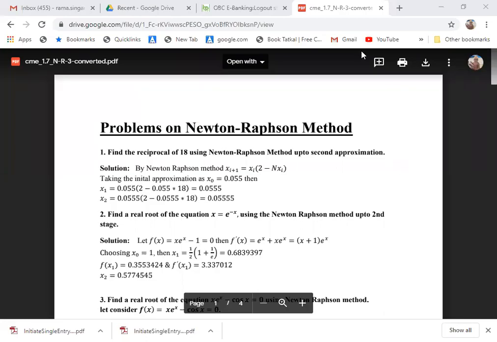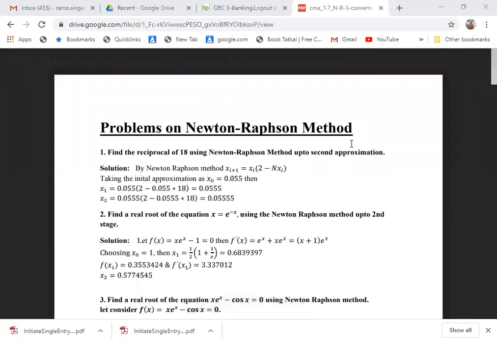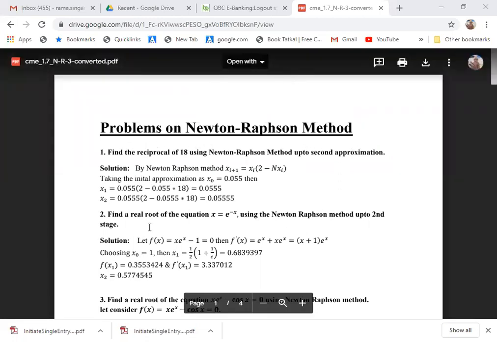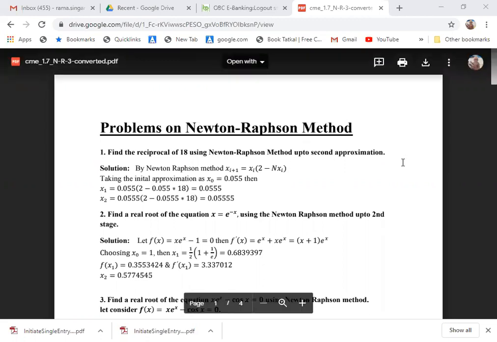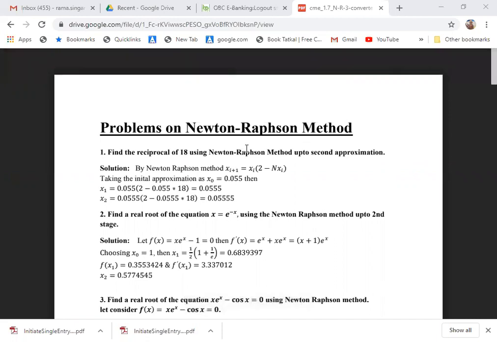Hi everyone, this is the continuation of my previous lecture. We see some problems on Newton-Raphson method. First problem is find the reciprocal of 18 using Newton-Raphson method up to second approximation. It is enough to get only two iterations. We need not check what accuracy we obtained by the second iteration.